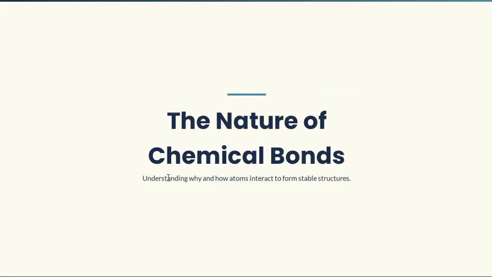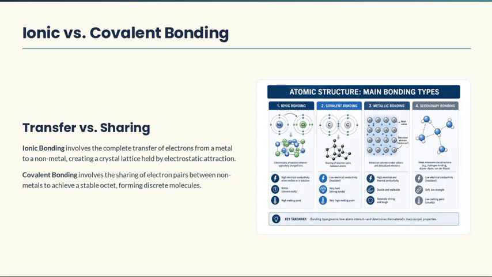Okay, so we're gonna go over the nature of bonding in chemistry. These are the two easiest bonds to understand: ionic and covalent bonding. Ionic bonding involves the complete transfer of electrons from a metal to a nonmetal, and this creates a crystal lattice held by electrostatic attraction.